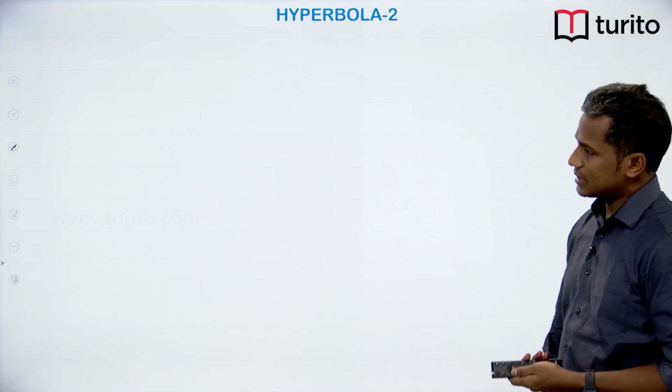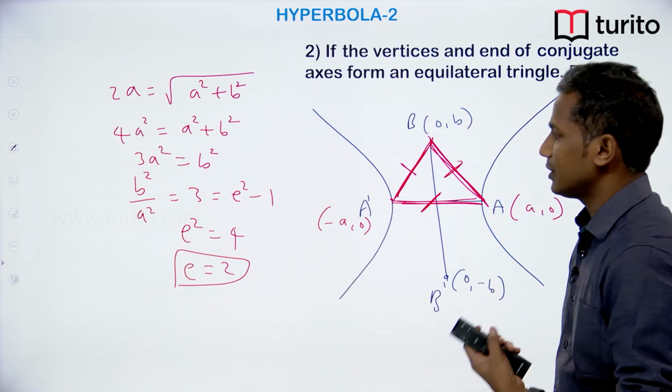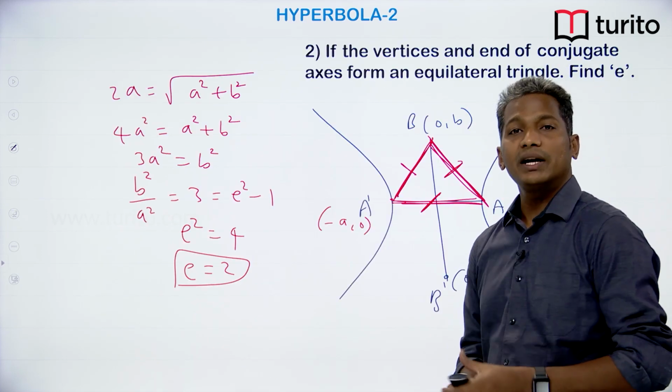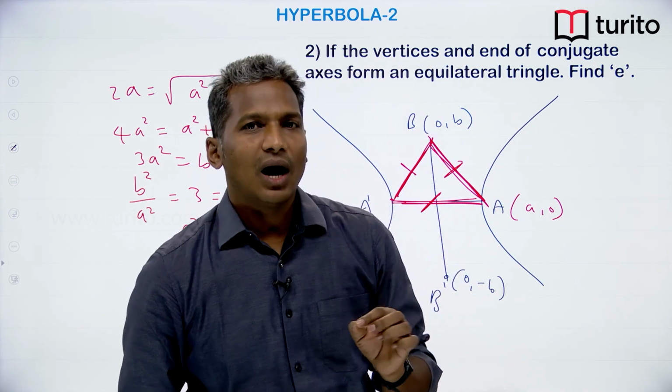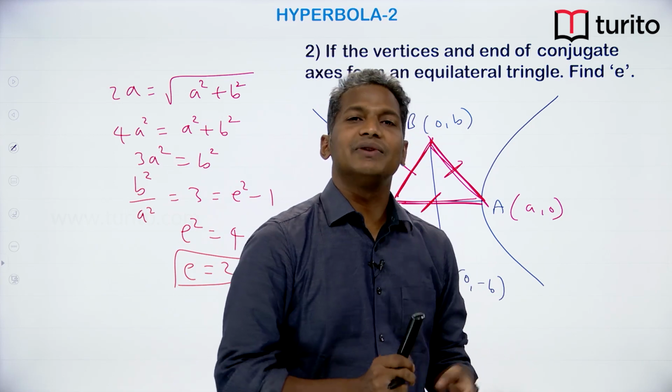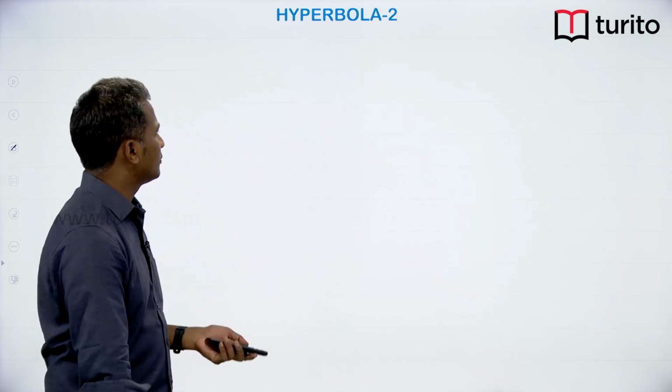If you notice, in the earlier question also we got e equal to 2, and in this question also we got e equal to 2. In fact in the hyperbola chapter, e equal to 2 and root 2 are two special hyperbolas where most of the questions are touched. Come on, make a note of this.